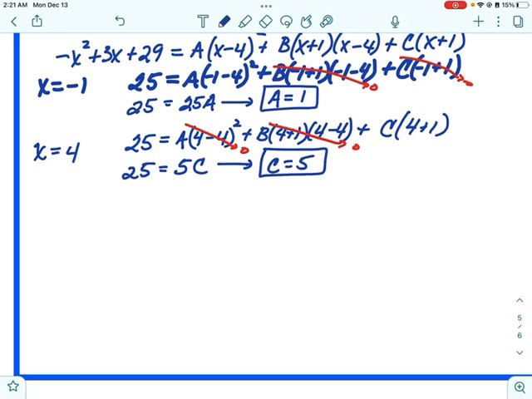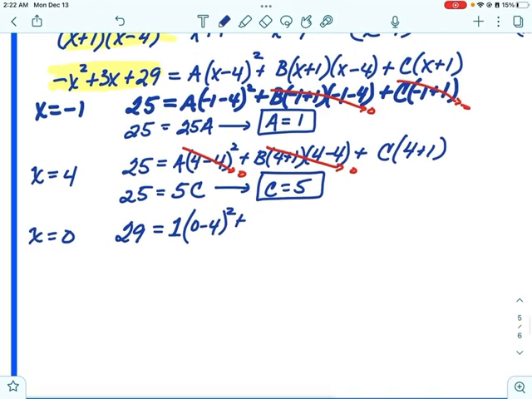And now we have A, we have C, but we need to get B. So we choose an arbitrary number that is not excluded, but it gives us what we want. So we're going to plug that into the polynomial. If I plug that into the left-hand side, we get 29. So 29 is equal to, and A is 1, so I'm going to plug that 1 in for A, and it's going to be 0 minus 4 quantity squared, plus B, which I don't know yet, times 0 plus 1, and 0 minus 4, plus C times 0 plus 1. The C value is 5, so I'll put the 5 in for that C times 0 plus 1.